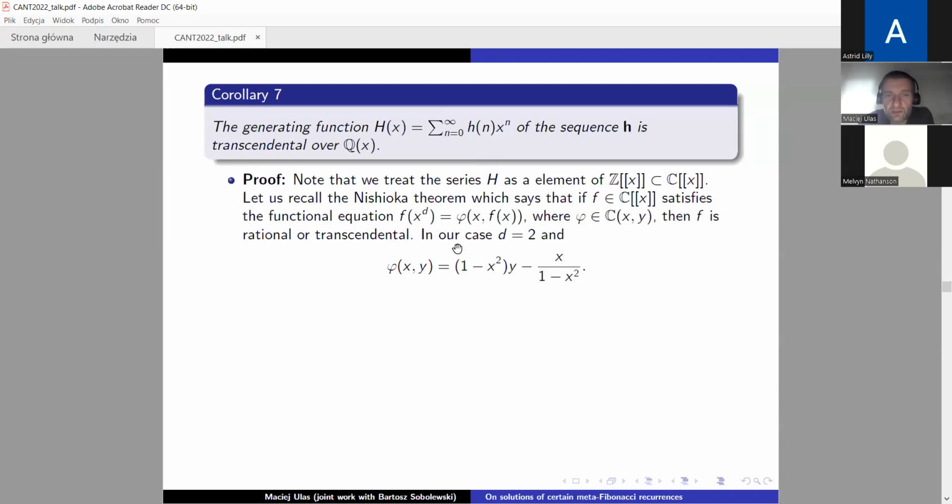Okay, so a sketch of the proof. We can treat this H as an element of the field of formal power series defined over C, and we can use the Nishioka theorem, which says that if we have a formal power series which satisfies a functional equation of this type, where d is a fixed positive integer greater or equal to 2, and phi is a rational function in two variables x and y, then F is rational or transcendental. So in our case, d is equal to 2, and our phi is given here. In fact, we need to prove that this function is not rational. If it is not rational, then from the Nishioka theorem we have that it is transcendental.